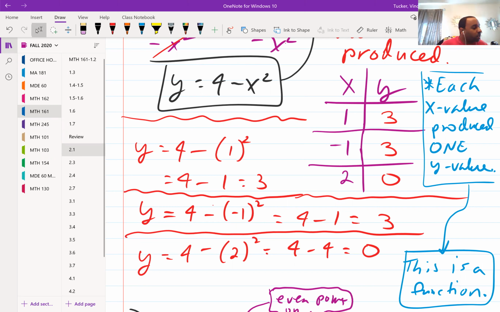So once again, the process is you solve the equation for y, then you plug in x values or analyze your equation to see if, when you plug in x values, you would get more than one y value out. In this case, each time you plug in an x value, you're only going to get one y value. So it means that this is a function.